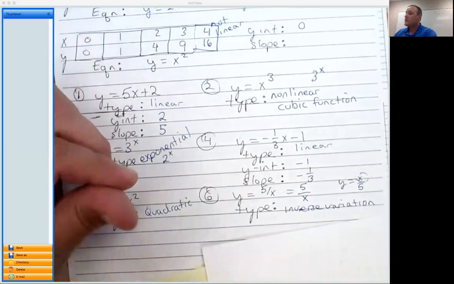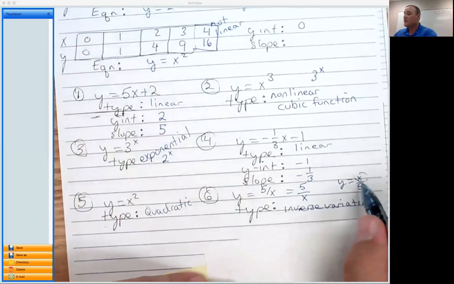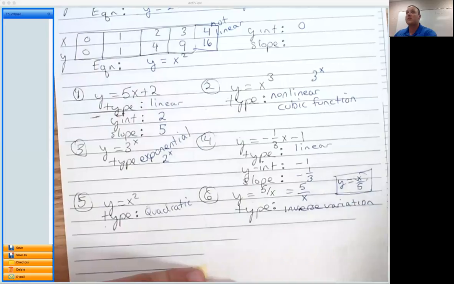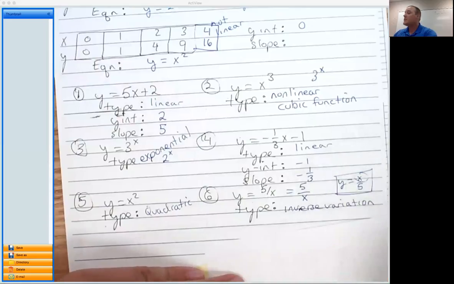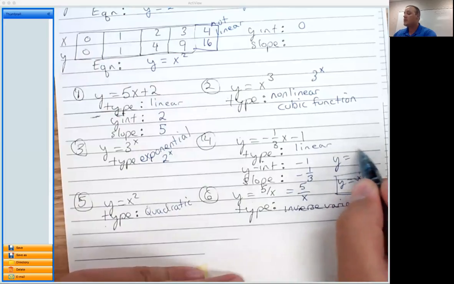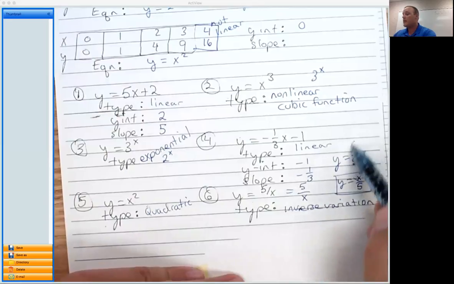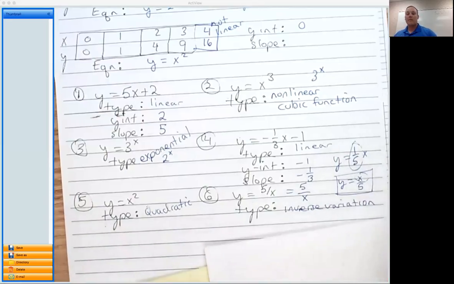Okay, so if we do have something like this, y equals x over 5, your slope is not 5. What is unwritten by that x? 1. You assume there's a 1. So this is the same as 1/5 x. So your slope would be 1 over 5. Okay.